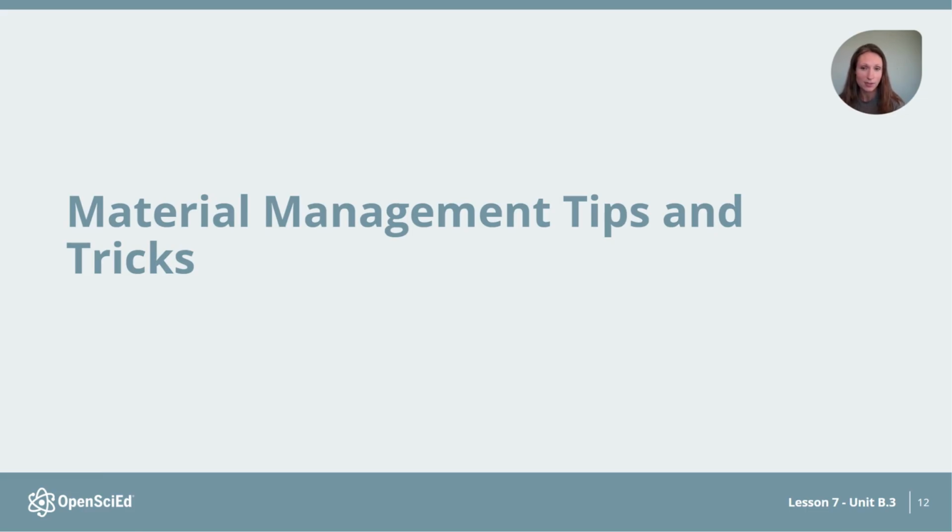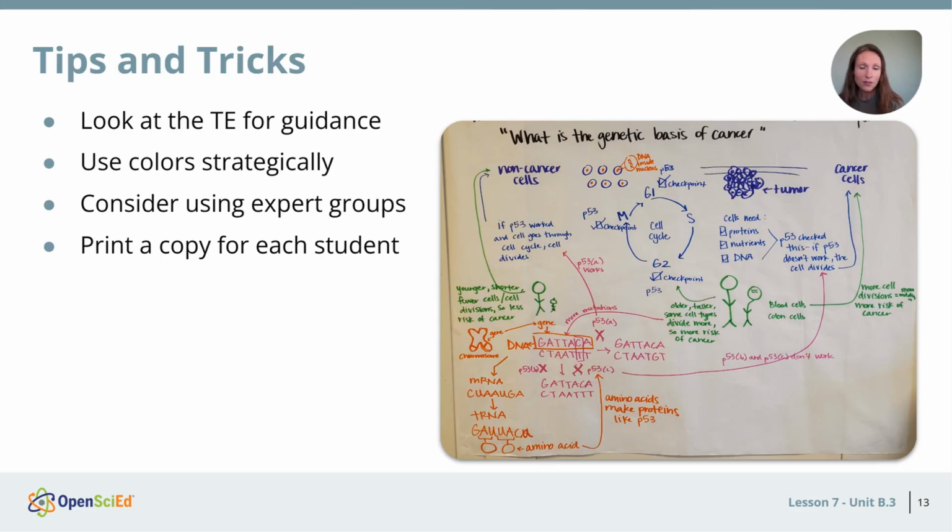Here are a few tips for developing the class consensus model. First, the teacher edition has step-by-step guidance and images that are helpful to use when thinking about what this process will look like in your class. Second, I suggest using different colors and using them strategically. In my class consensus model shown here, I used a different color to show what we figured out in each lesson. This allowed us to see the different connections between the lessons.